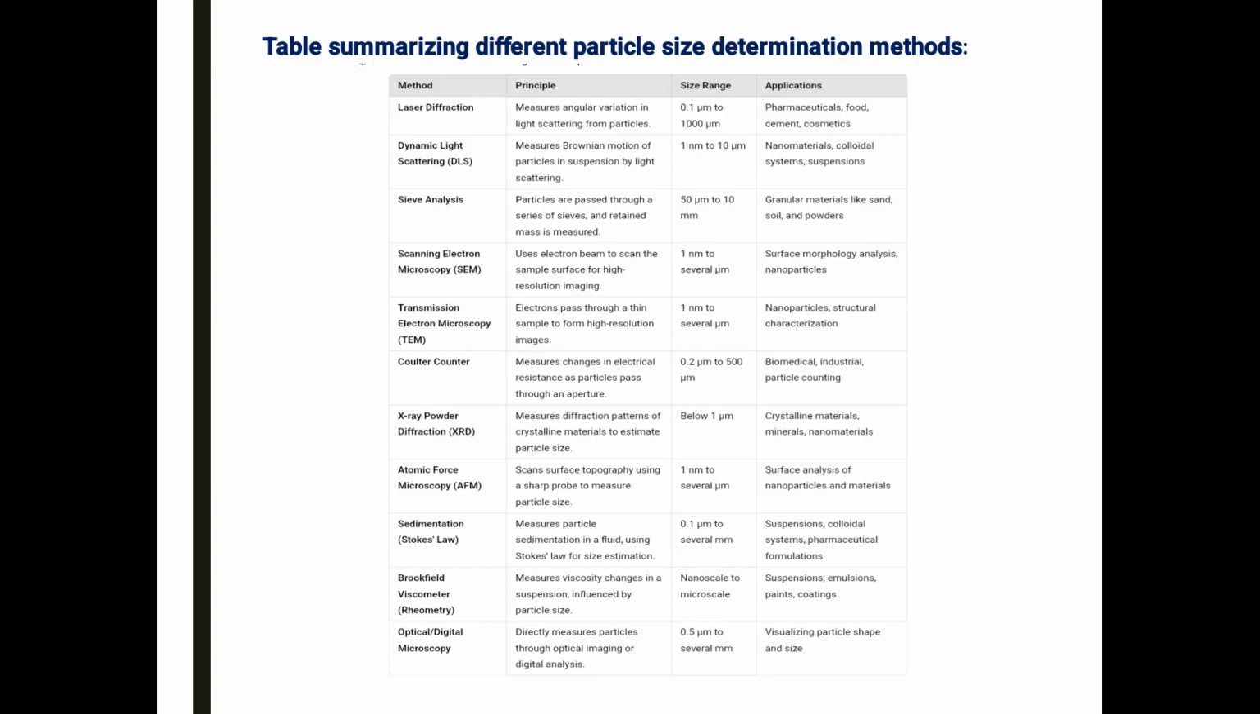Next, sieve analysis. Particles are passed through a series of sieves and the retained mass is measured, 50 micrometer to 100 millimeter. Applications: granular materials like sand, soil, and powders. Different sieves: 10, 22, 44, 85, 120. Next, scanning electron microscopy, SEM, uses an electron beam to scan a sample surface for high resolution imaging, 1 nanometer to several micrometers. Applications: surface morphology analysis, nanoparticles. So these techniques: laser diffraction, dynamic light scattering, sieve analysis, scanning electron microscopy, TEM, transmission electron microscopy, Coulter counter method, X-ray powder diffraction. These are the methods which determine the particle size. You have to remember this.